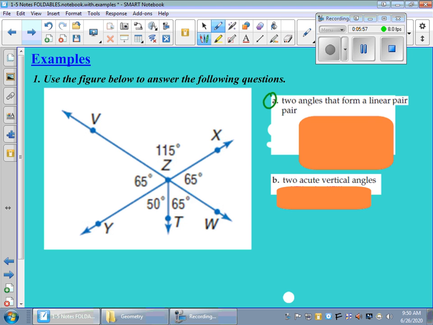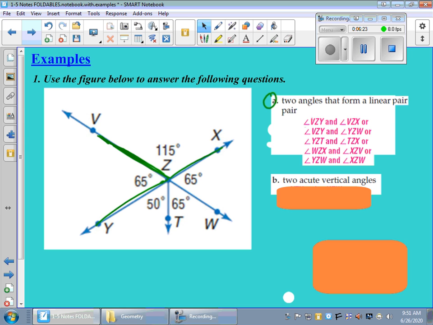So I'm going to give you an angle VZY. I'm going to use this angle right here. What makes a linear pair with that? In this case, VZX. So two angles that share this side and that add up to 180. And there are a lot more examples that you can use. So those are all good examples for linear pairs. You can pause that if you need.